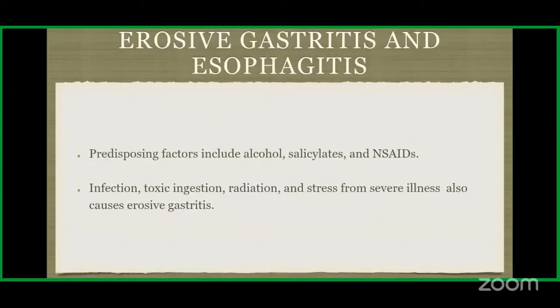The next common cause is erosive gastritis and esophagitis. These both combined constitute about 20% of upper GI bleed cases, and have predisposing risk factors like alcohol, salicylates, and NSAIDs. Other less common causes of erosive gastritis and esophagitis are infection, toxic ingestion, radiation, and stress from many severe illnesses. But these are less commonly seen. The most common causes of erosive gastritis are alcohol consumption, salicylates, and frequent use of NSAIDs, like we discussed already.